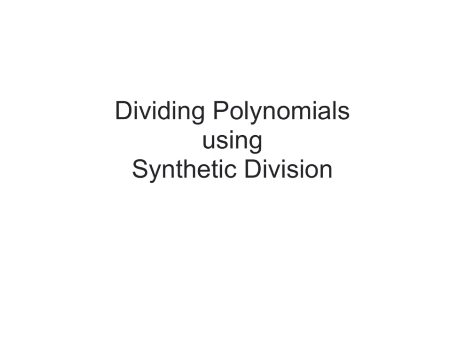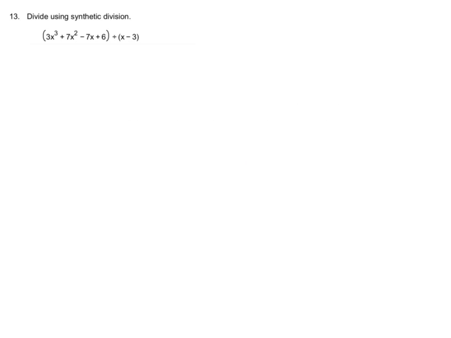Dividing polynomials using synthetic division. Divide using synthetic division. 3x cubed plus 7x squared minus 7x plus 6 divided by x minus 3. Synthetic division is a more efficient way to divide binomials by polynomials.